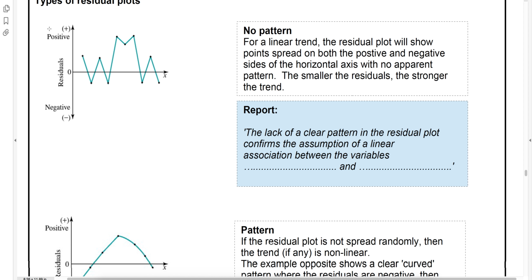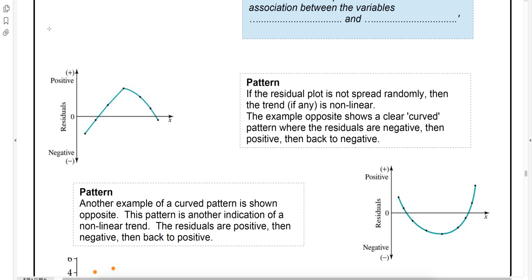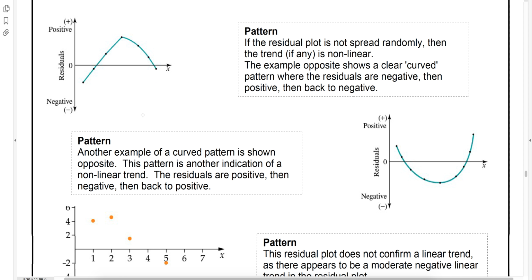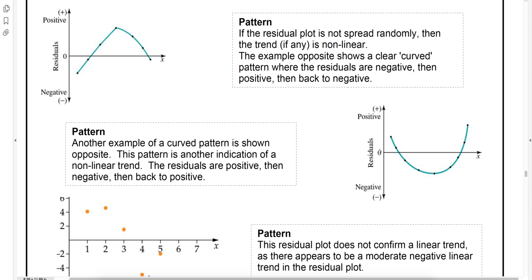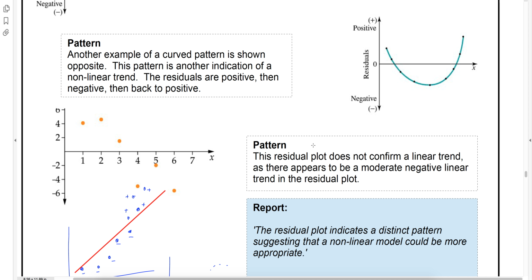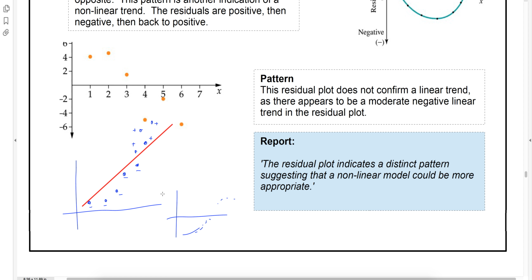Like I said, if there's a pattern, so some patterns might look like this, a curve like so, or like the one under here. Alternatively, here you've got a trend. So you can see them in orange, the dots. You've got negatives, you've got positives and then negatives. You've got a trend in the residual plot. So what we want is random scatter of dots.